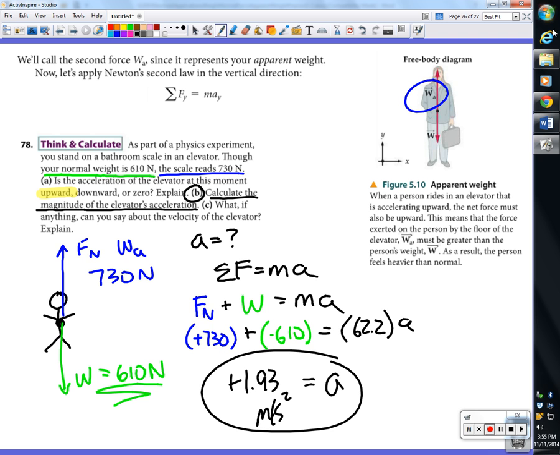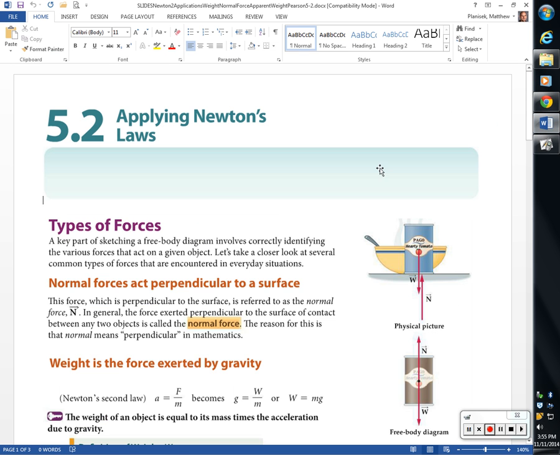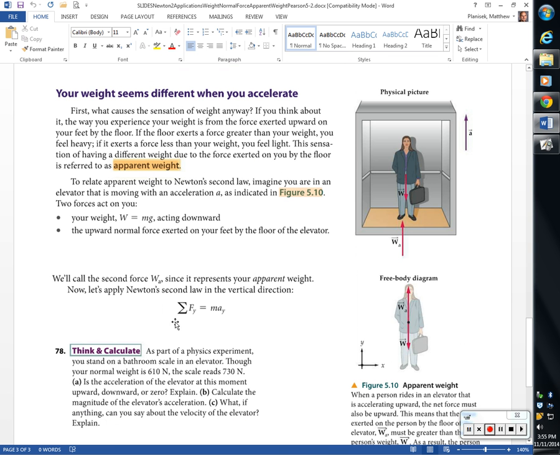Okay, that brings us to the end of this portion of section 5.2 about normal force, weight, and then ultimately apparent weight, which comes from the normal force acting on an object with a vertical acceleration.